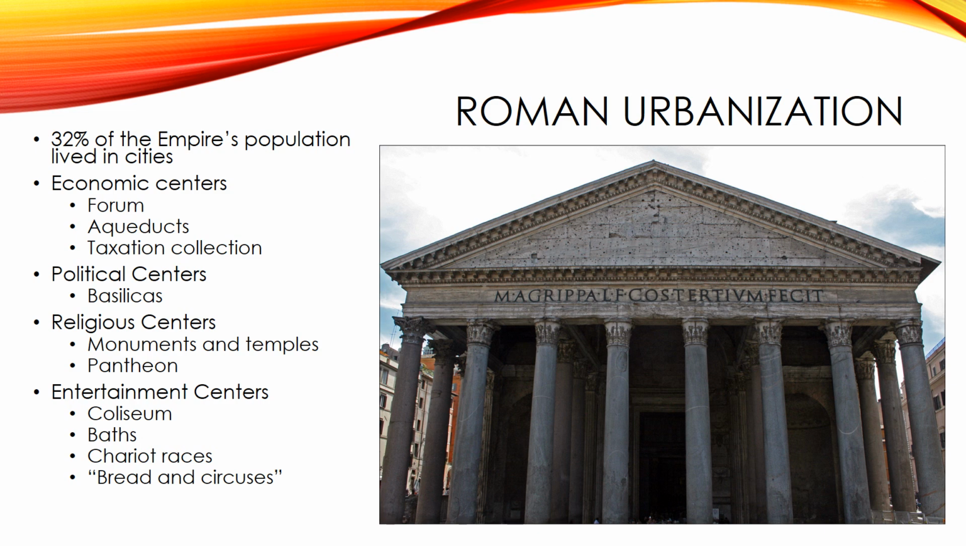32% of the Roman population lived in city centers. These cities served as economic centers. The forum was actually the marketplace. In actual Rome, the forum is super important to propaganda, so the emperors kept building in the forum to show their power. Obviously, a lot of the Roman emperors spent a huge amount of time on water.